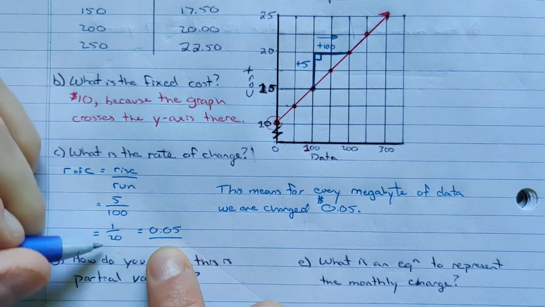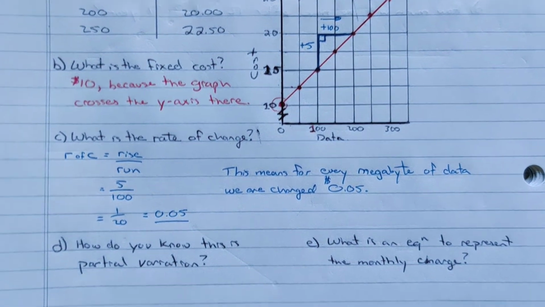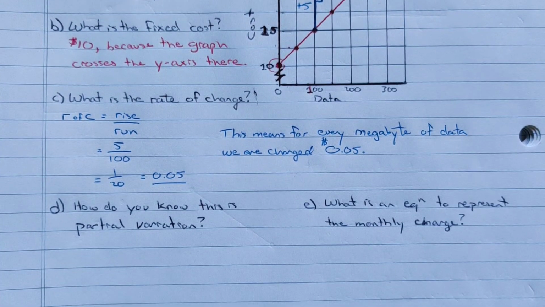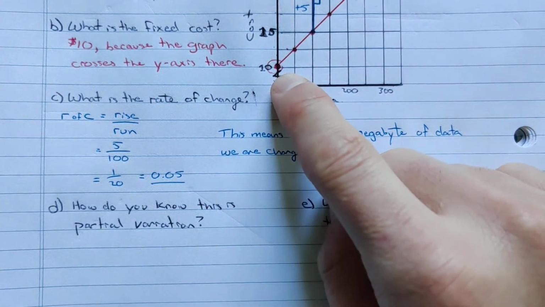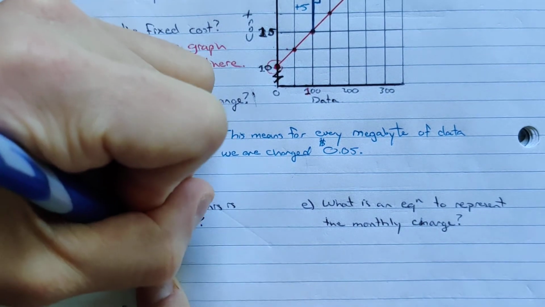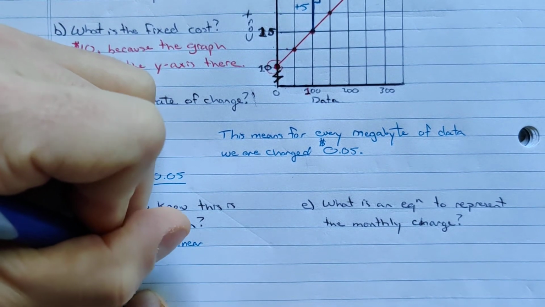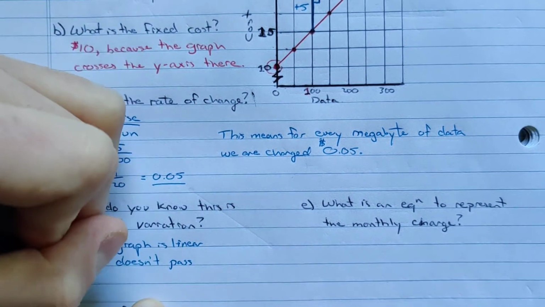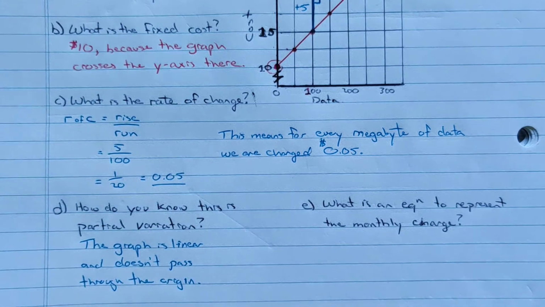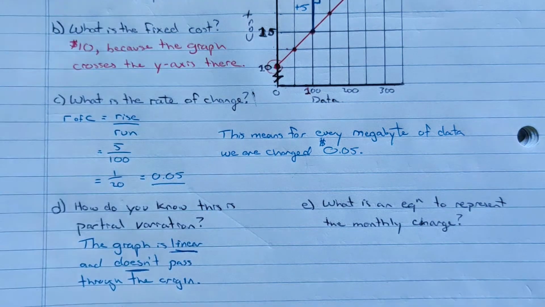And again, the rate of change becomes a unit rate, and so that is the cost per unit, 1/20th of a dollar or 5 cents. So how do we know this is partial variation? Well, the graph is linear, and it doesn't pass through the origin. So those are, again, the two key parts. It's got to be linear and doesn't pass through the origin.